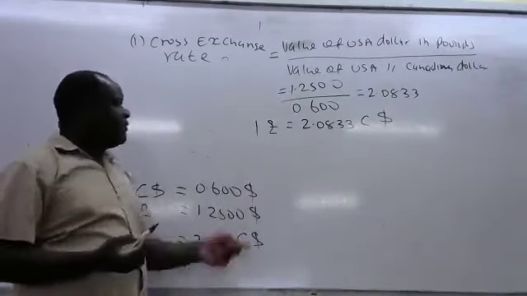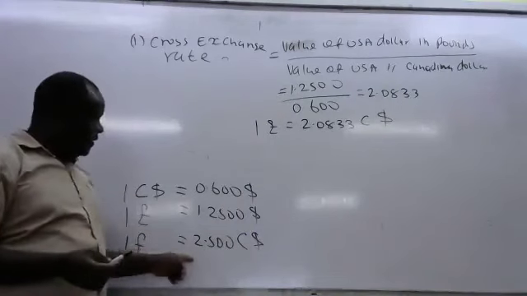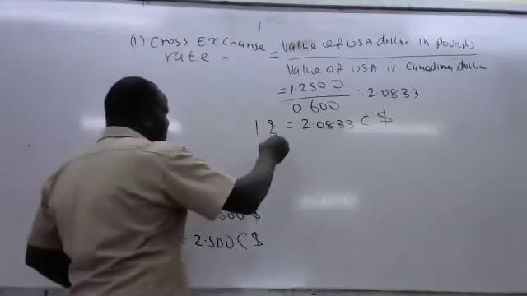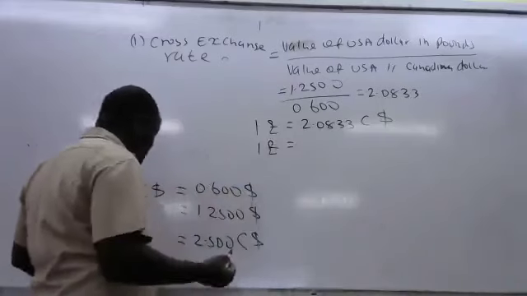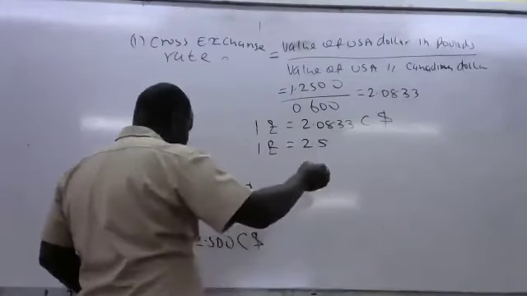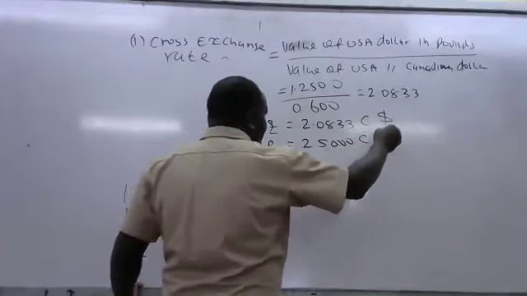So that's now the cross exchange rate. But the actual exchange rate, 1 pound is giving you 2.500 Canadian dollars.